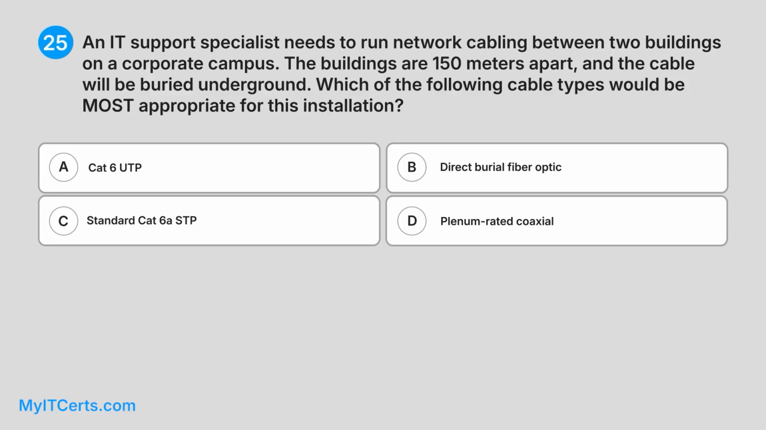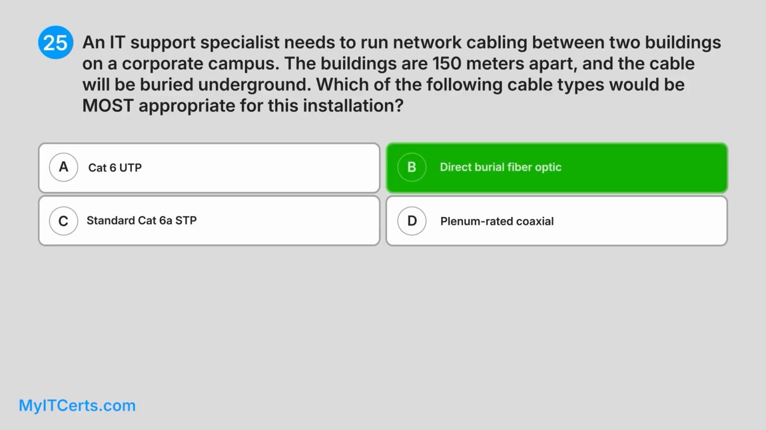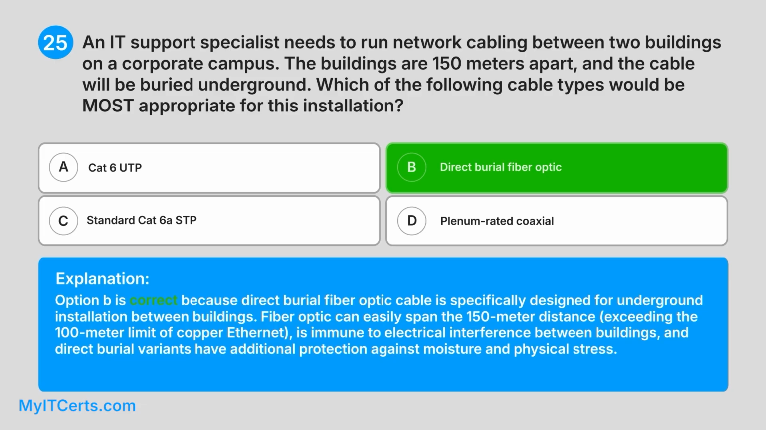Correct answer, B. Direct burial fiber optic. Explanation. Option B is correct because direct burial fiber optic cable is specifically designed for underground installation between buildings. Fiber optic can easily span the 150-meter distance, exceeding the 100-meter limit of copper Ethernet, is immune to electrical interference between buildings, and direct burial variants have additional protection against moisture and physical stress.